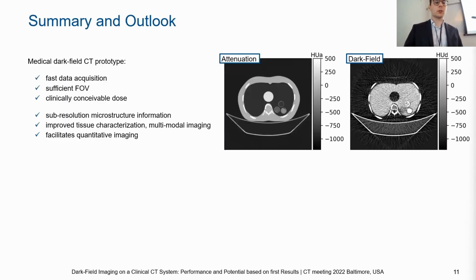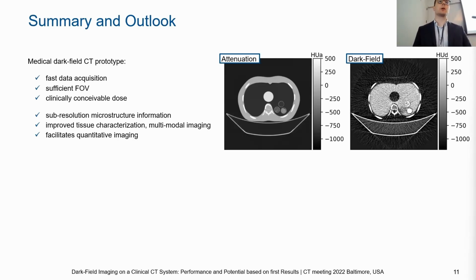Now, as a brief outlook, I presented to you the results from the first medical dark field CT prototype. We could prove with the system that we can perform quite fast data acquisition on the second scale. We are able to use a sufficiently large field of view for human-sized objects, while still using clinically conceivable doses. By using this new modality, we can get sub-resolution information about a sample's microstructure, and we hope that this can improve tissue characterization and diagnosis of lung diseases.